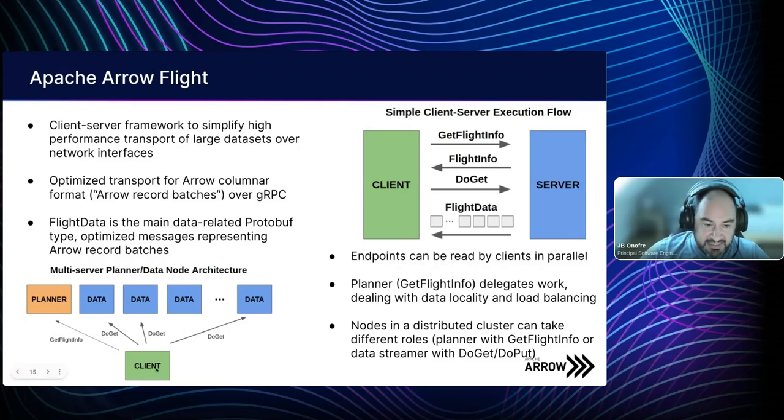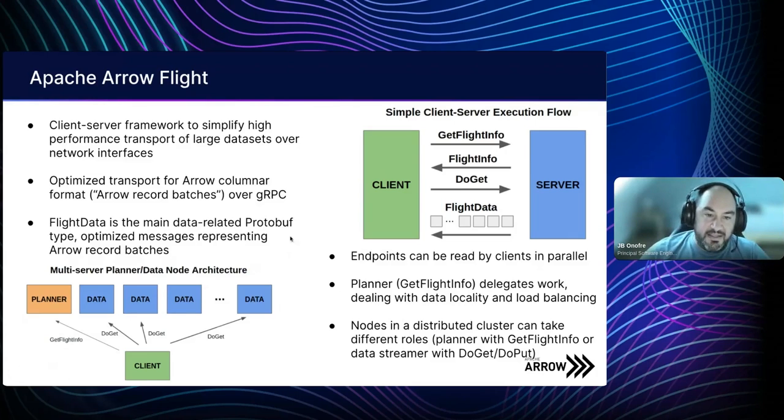So you can see there that I have data located in different Dremio executors, for instance. So the client can get the flight info first, which is the planner. And then he can get multiple data chunks at the same time. So he can read data in parallel, which is more efficient. So basically, the planner delegates the work with data locality and load balancing. And the node, so basically the executor, in a distributed cluster can take different roles. A planner with get flight info, or a data streamer with do get and do put. This is the picture on the bottom there.